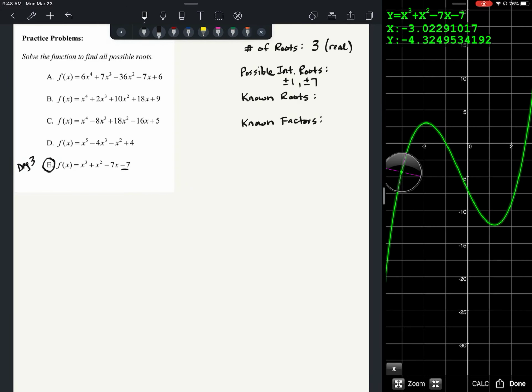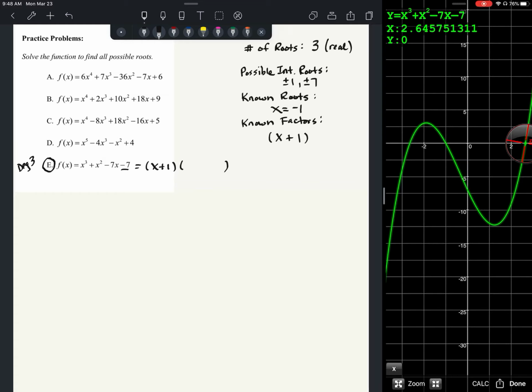Now this first one obviously is not an integer. The second one, we have one at -1, so x equals -1. And then as we go to the third one here, that is not an integer. So our only known root is x equals -1, which means our known factor is going to be x plus 1. So we know that this is going to factor into x plus 1 times something.